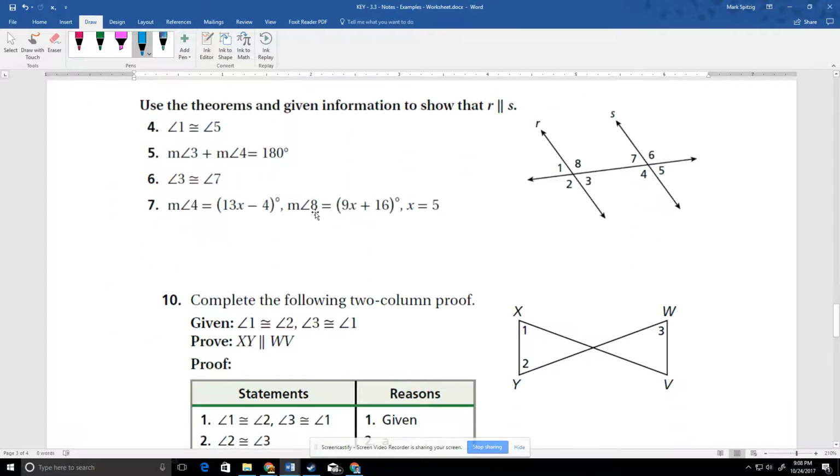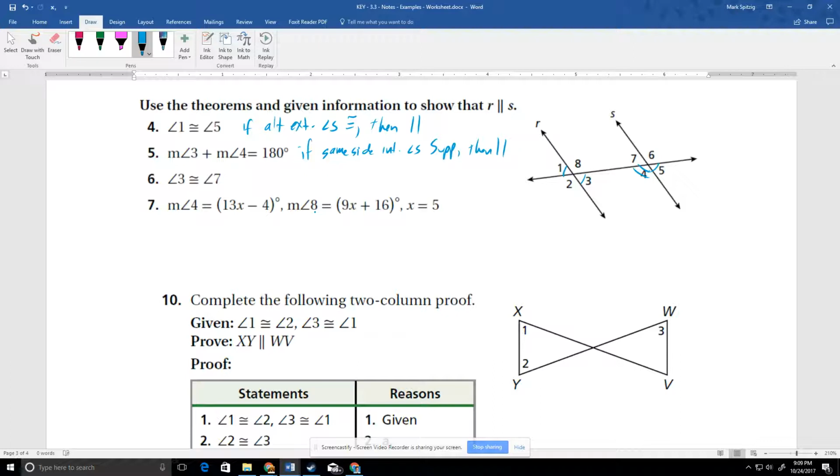Let's go to these. Use the theorems and information to show that R is parallel to S. So in this case, it would just be if angle 1 is congruent to angle 5. Well, that would be saying that alternate exterior angles are congruent, so then we can say the lines are parallel. Angles 3 and 4, so 3 is right here and 4 is right here. We could say 3 and 4 are supplementary, so it's like the last step of that proof that we did. So if same side interior angles are supplementary, then the lines have to be parallel.